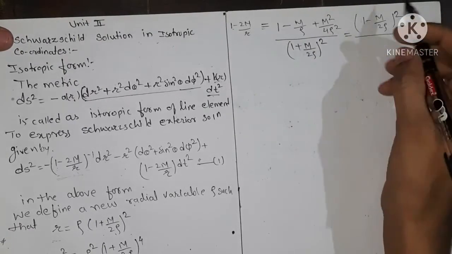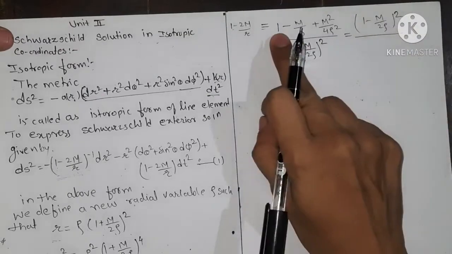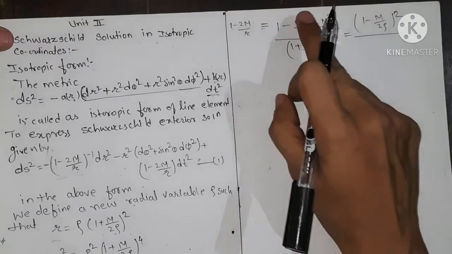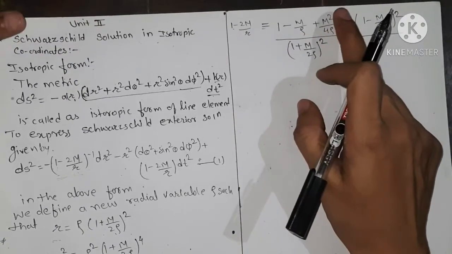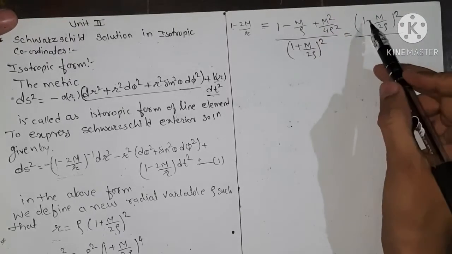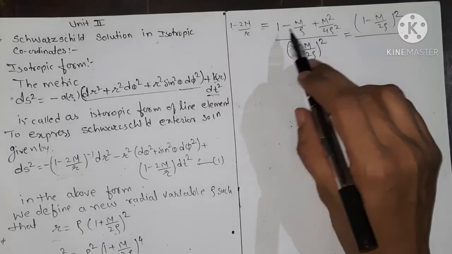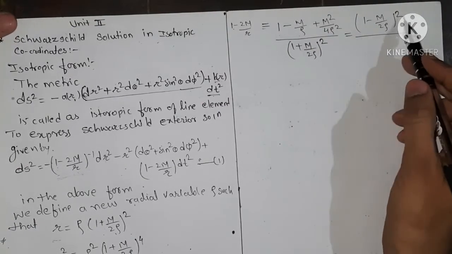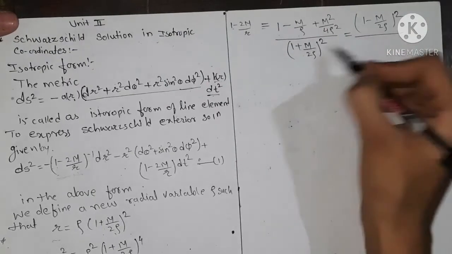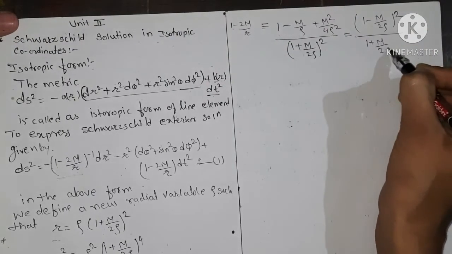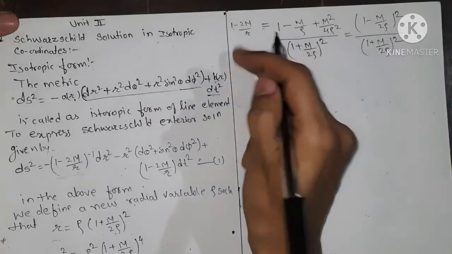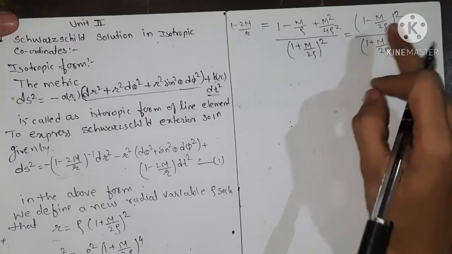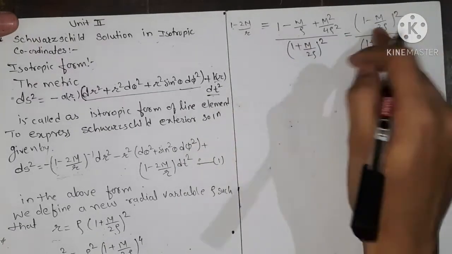Opening this bracket, we get 1 square minus 2 into 1 into m upon twice rho, so the 2 gets cancelled, so we get m upon rho plus m square upon 4 rho square. That is, (a minus b) whole bracket square equals a square minus 2ab plus b square. We are applying the (a minus b) whole square formula, and the denominator equals 1 plus m upon twice rho whole square. So 1 minus twice m upon r has this value, and we have to take the reciprocal afterwards.